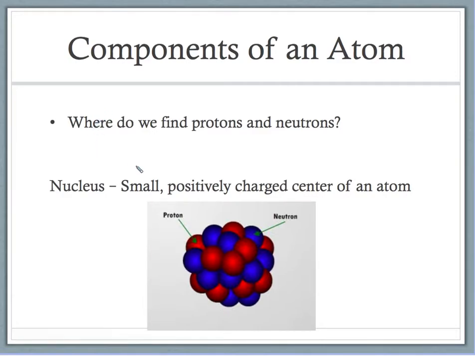And so we have protons and neutrons, and we just kind of talked about how we find these guys in the nucleus, which is a small, positively charged center of an atom. So this is what a nucleus is. It's found in the center. It's very small, very dense, and has a positive charge. And the reason it's got a positive charge is because it has these protons. So positive charges and no charges leave a positive charge overall.